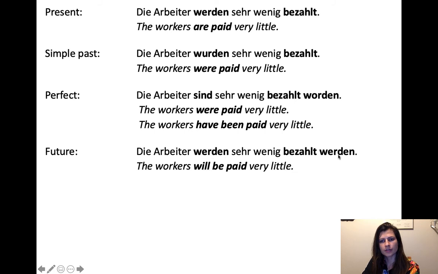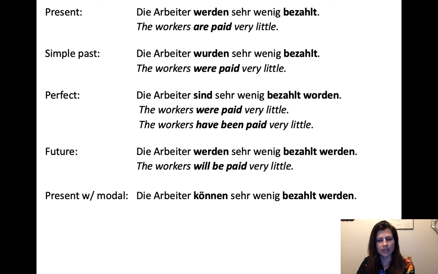And then this werden at the end, these two sort of go together, and then this werden is making the passive happen. And then, of course, in conjunction with this past participle that's making the passive happen. The workers will be paid very little. And then we have die Arbeiter können sehr wenig bezahlt werden, present with modal verb. The workers can be paid very little.